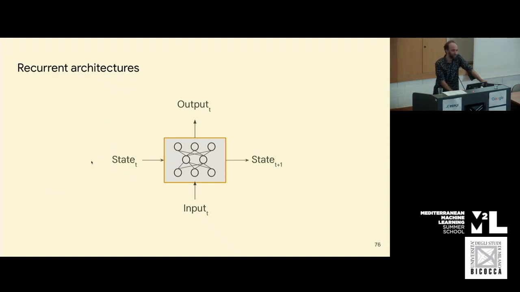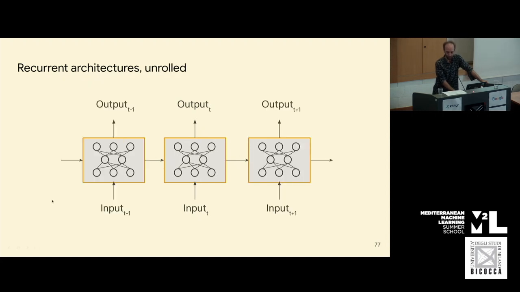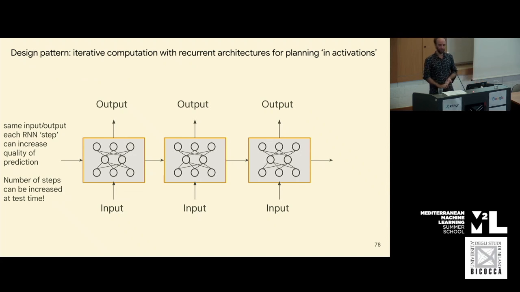So everyone probably knows about RNNs, recurrent architecture, where there's a state that gets updated. And so if you unroll it, it looks something like this, right? You have a sequence of inputs, a sequence of outputs. Probably everyone knows this in the context of language decoding or stuff like that. But you could also use it for iterative computation. So the design pattern here: we do iterative computation with recurrent architecture for planning in the activations.